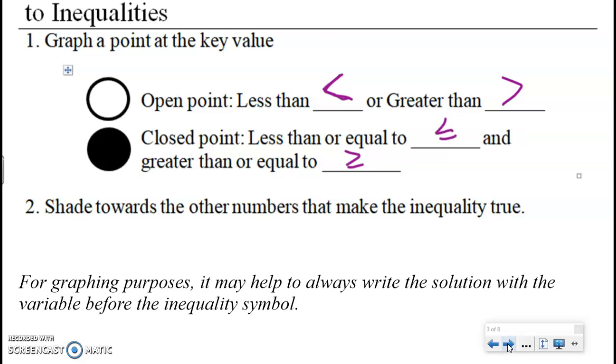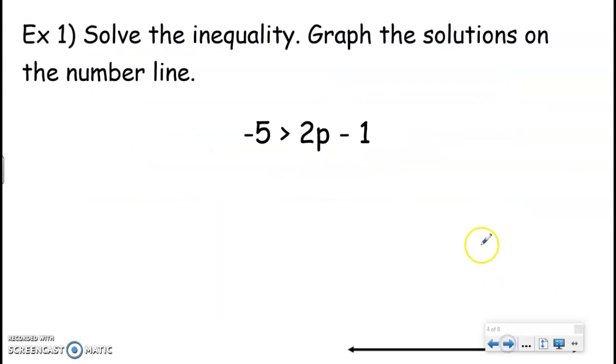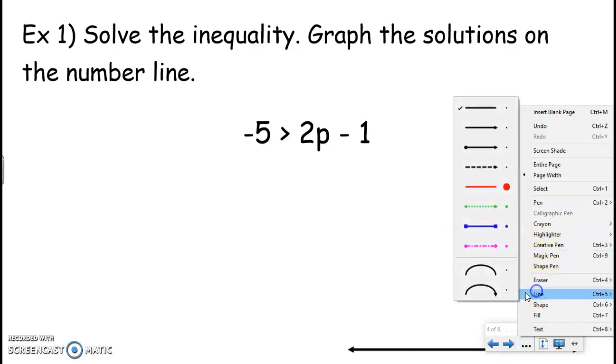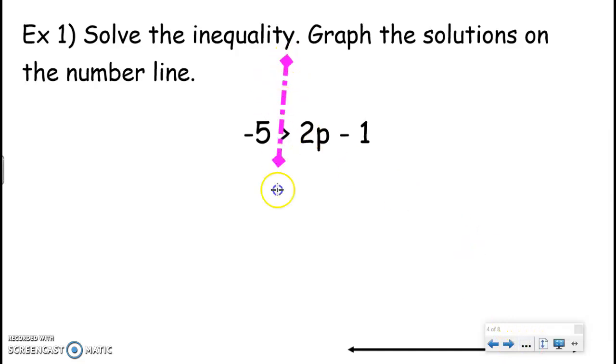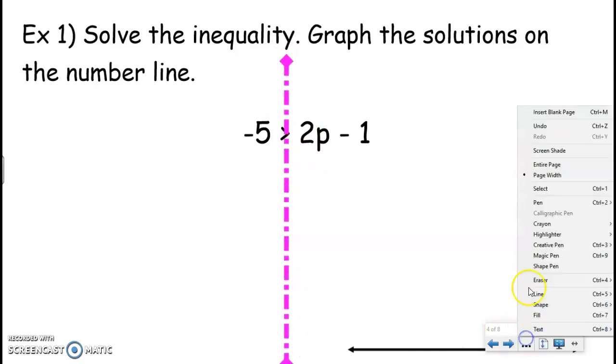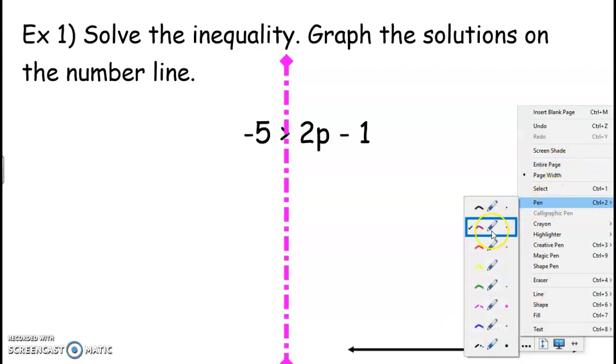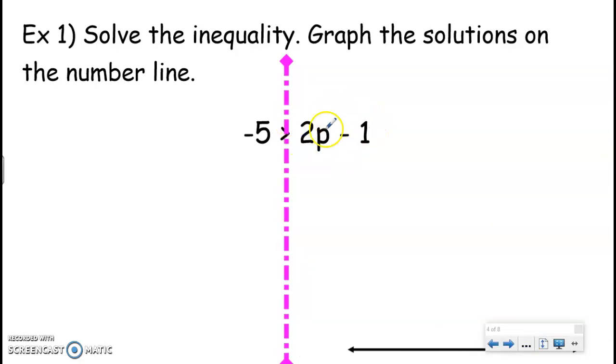Let's do a few problems and then go ahead and do a couple on your own before you do your individual practice. Okay, so the first one, we are going to start by drawing our line through the inequality sign like we did with an equal sign. And then we need to decide what we need to do to get the p alone. Okay, so the first thing I need to do is add 1 to both sides. Okay, steps are the same as solving an equation. And when I'm adding or subtracting, I don't have to worry about flipping my sign. So I get -4 is greater than 2p.